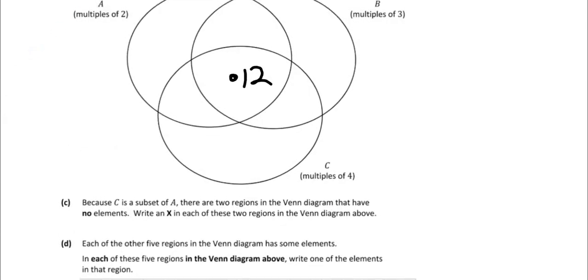Okay, my first thing is, I don't think there's anything in here. Can anybody tell me why there's nothing in here? Yes. Any multiple of 4 is also a multiple of 2. So any number that goes in here, like 8, will also be accounted for in here. 12 will also be in here. Oh, sorry, 12's dead center anyway. So that's an X. Is there any other part that you think is empty?